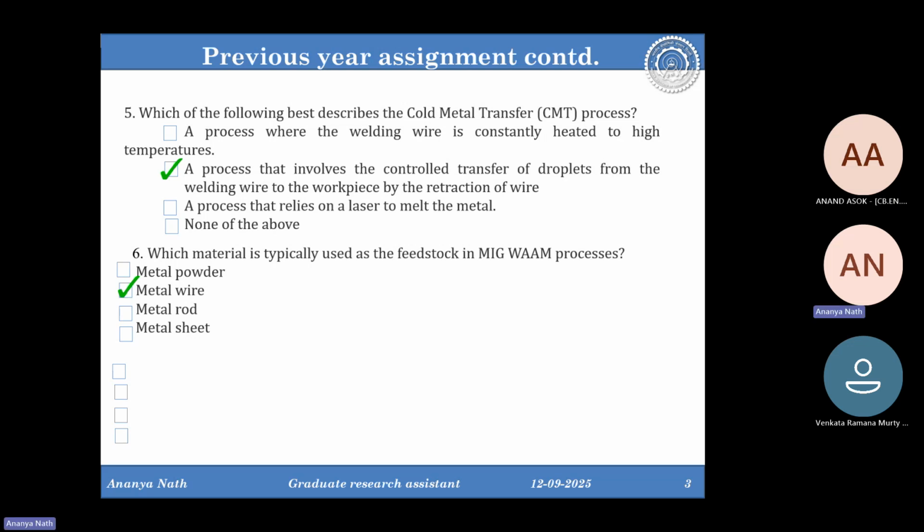In case of TIG also, it's a metal wire. Tungsten is the electrode. It's also a wire, but tungsten is not getting melted; the feedstock is getting melted. So the feedstock is also a metal wire. Then what is the use of tungsten in TIG? Tungsten in TIG is to produce the arc.